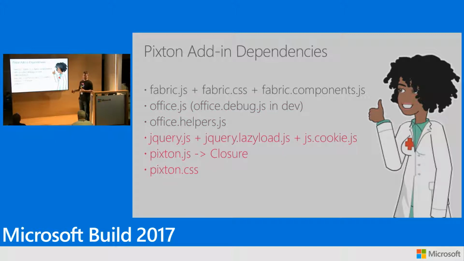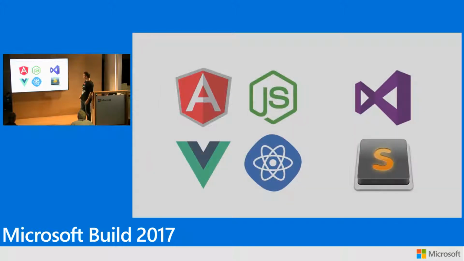Other dependencies in my case were jQuery, the LazyLoad plugin, JS Cookie, and then there's a single Pixton JavaScript file. I used Closure compiler to minimize and obfuscate it for production, and then a Pixton CSS file, which I also minimized for production. So like I said, you can use whatever frameworks you want to develop what is essentially a web app, a one-page website. And of course, you can use any development environment, such as Visual Studio, Sublime Text, etc.